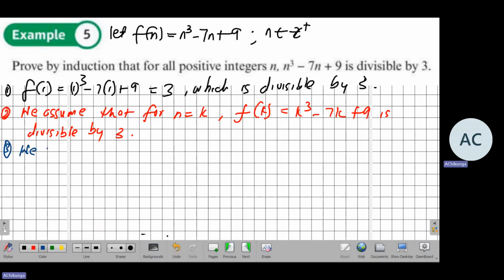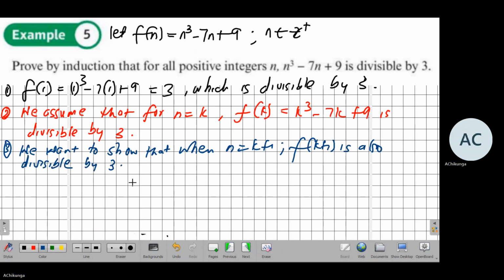We want to show that when n is equal to k plus 1, f of k plus 1 is also divisible by 3. So this is what we want to show. So let's write f of k plus 1. F of k plus 1 here is actually going to be equal to k plus 1 to the power of 3 minus 7 times k plus 1, plus 9. That's what it's going to look like.